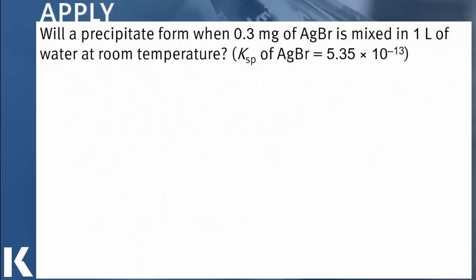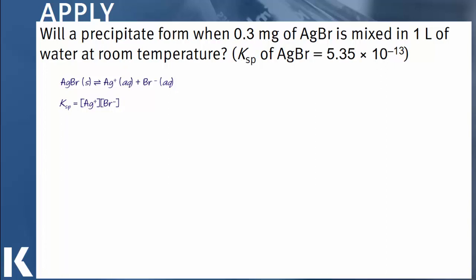The applied question asks whether a precipitate will form when 0.3 milligrams of silver bromide is dissolved in 1 liter at room temperature. The question will require calculating the solubility product quotient QSP and comparing it to the given KSP of silver bromide in the question stem. The first step is to write out the dissolution reaction for silver bromide, which dissociates in a 1:1 ratio. Next, write out the KSP expression. So KSP is equal to the concentration of the silver ion multiplied by the concentration of the bromide ion.